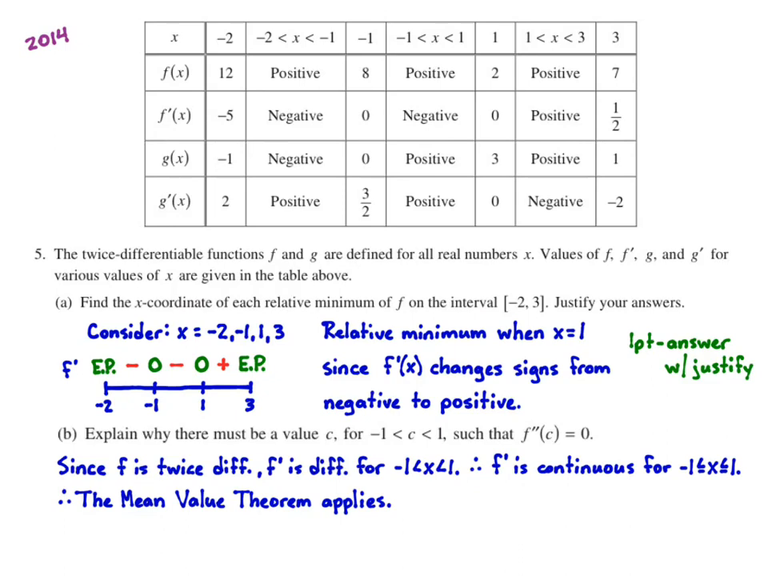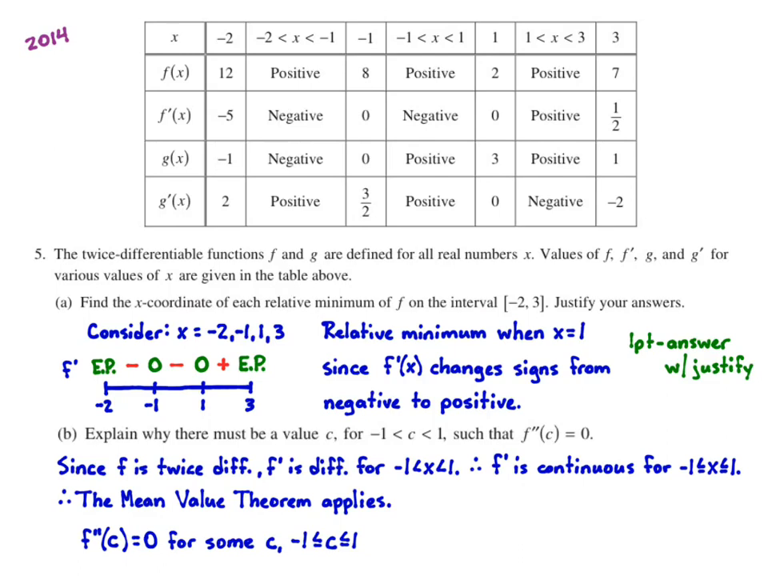And since the mean value theorem applies, now think of what the mean value theorem says. It says the average slope over an interval is going to be equal to the derivative at some point within that interval. And so I'm going to go ahead and find my average slope from -1 to 1. My average slope from -1 to 1 of f prime is going to be f prime of 1 minus f prime of -1 over 1 minus -1. And so, simplifying that, that's going to turn out to be 0.